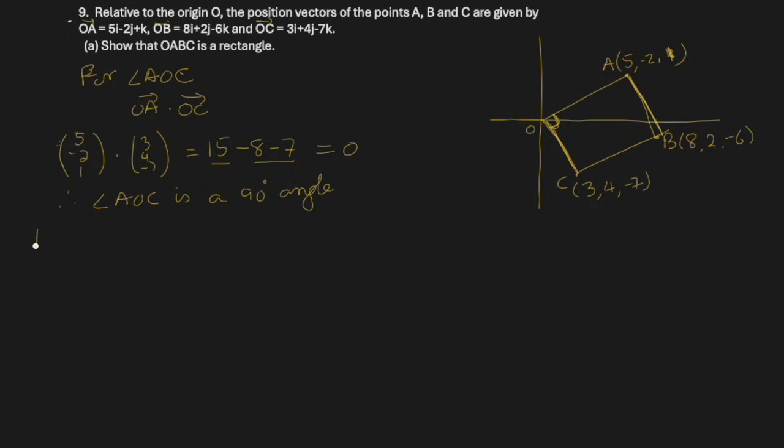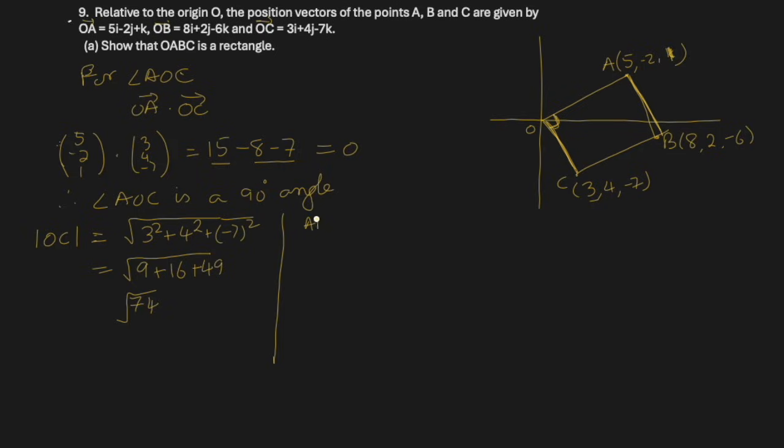Now the magnitude of OC, which is the position vector, will be square root of 3 square plus 4 square plus negative 7 square. So it comes out to be 9 plus 16 plus 49, which is 25 plus 49, 74. Square root 74. Let's see if we get the same magnitude for AB.